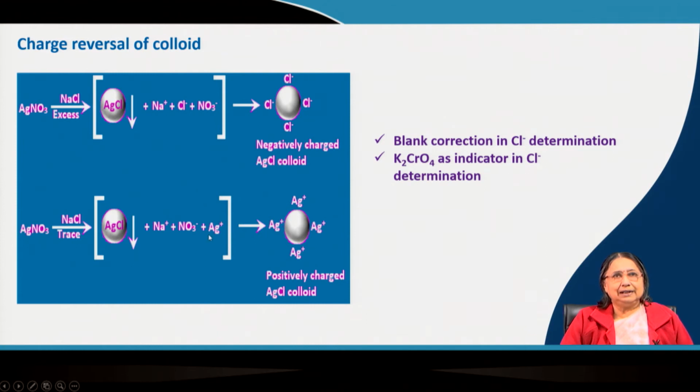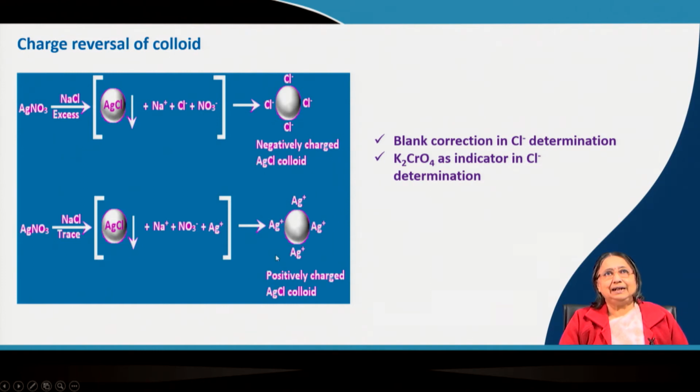So, silver plus will be in excess, nitrate will come from here, and you do not have any chloride ion here, because you have added sodium chloride in trace amount. So, all chloride will be converted to silver chloride, but you have this choice. So, who will adsorb onto it? Here you see that silver is the family member. So, silver plus will be adsorbed onto it, although it is a positive charge.